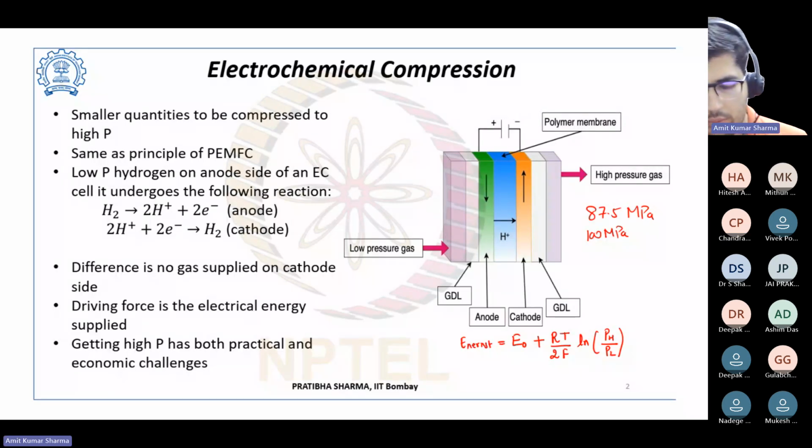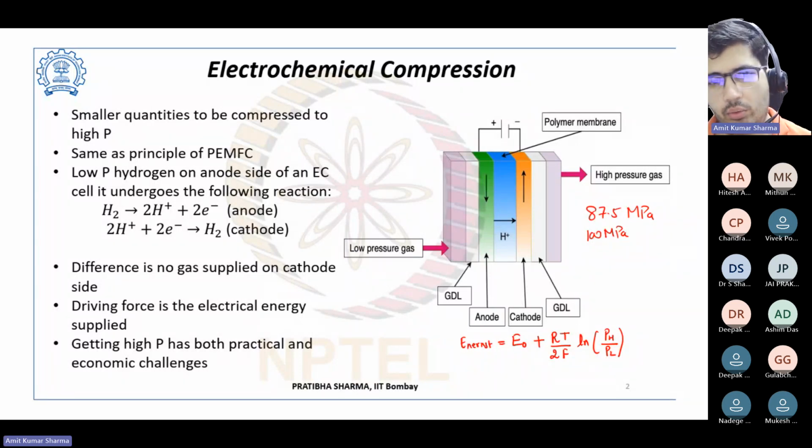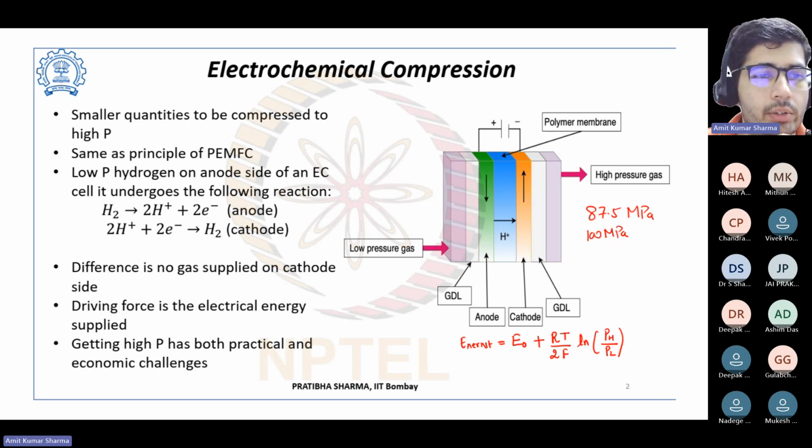So let's see. This is electrochemical compression. Here the principle is quite similar to the PEM fuel cell, polymer exchange membrane fuel cell. It is used for smaller quantities of hydrogen to be compressed to high pressure. The principle is similar to the PEM fuel cell.